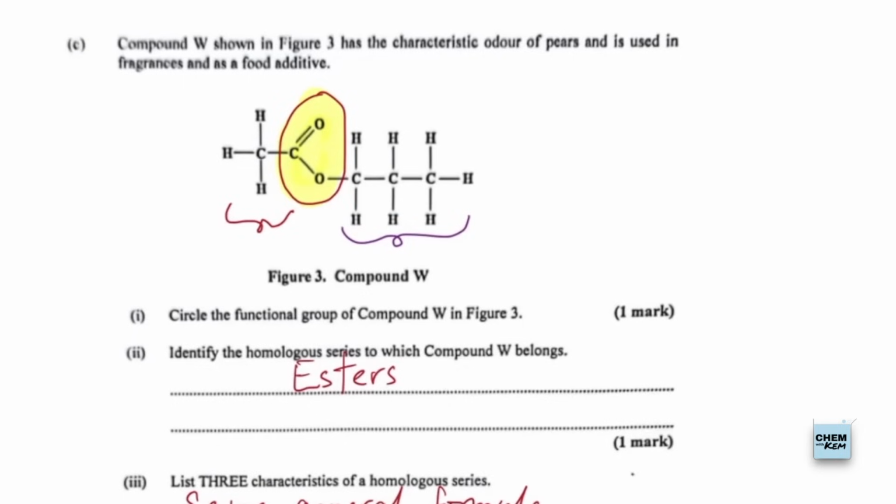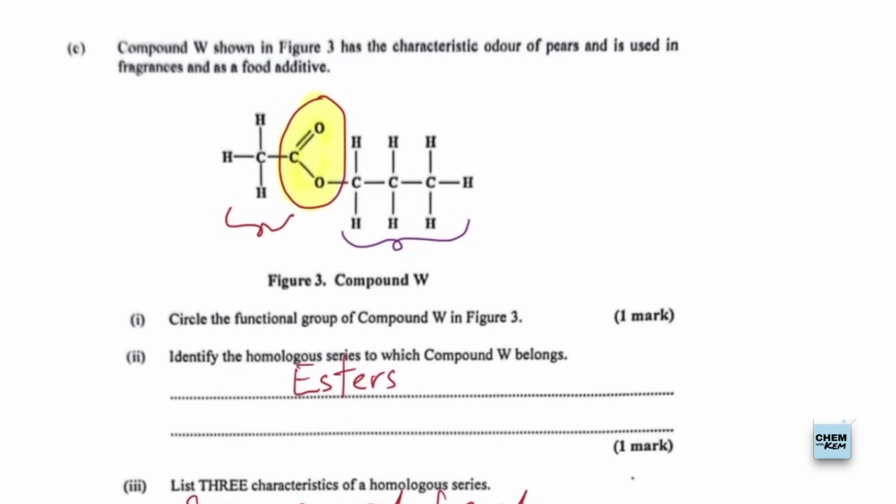Compound W, part C. Compound W shown in figure 3 has the characteristic odor. They shouldn't say odor. Odor denotes something that smells bad. The characteristic fragrance, that would be a better word right here. The characteristic fragrance of pears and is used in fragrances, and as a food additive. Anyway, they want us to circle the functional group.